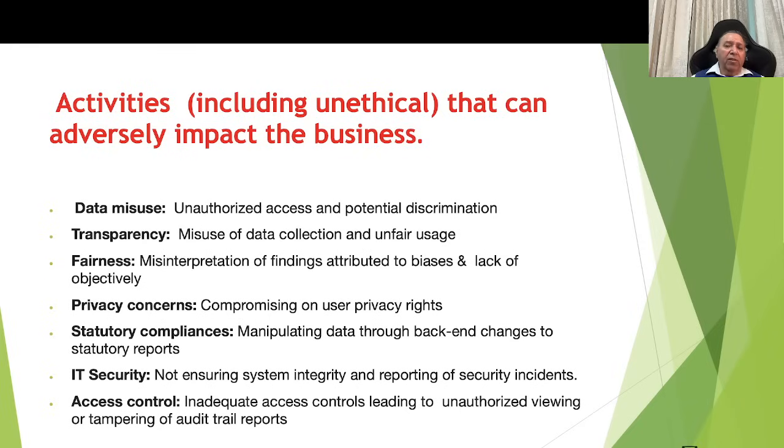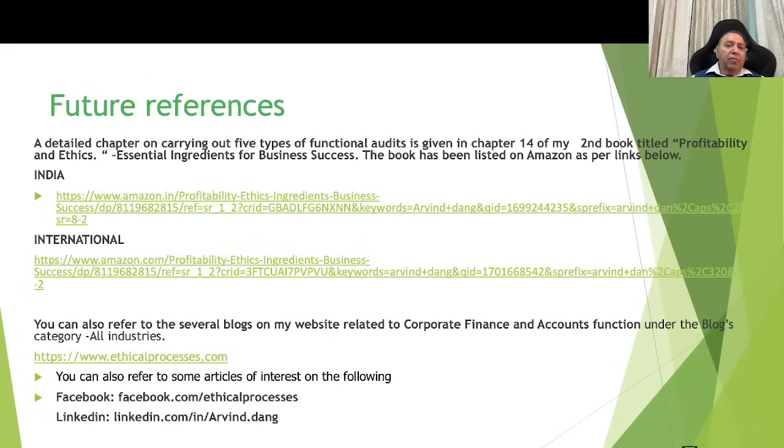Privacy concern: compromising on the user privacy rights. Statutory compliance: manipulating the data through backend changes to the statutory reports. IT security: not ensuring system integrity and reporting of the security incidents. Access controls: inadequate access controls leading to unauthorized viewing or tampering of the audit trail reports. Now, these are all very important aspects which the F&A team needs to be aware of.